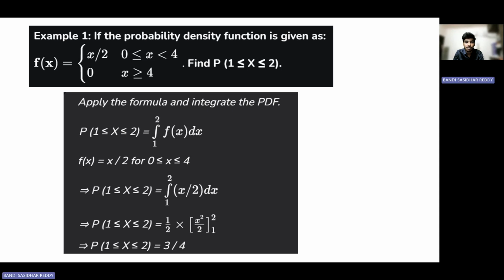For that interval, f_X(x) is defined to be x by 2, and we substitute that function in the property. Probability over 1 ≤ X ≤ 2 equals half into x square by 2, integrating in the range 1 to 2. On substituting, we get 1 by 2 into 3 by 2, finally 3 by 4.